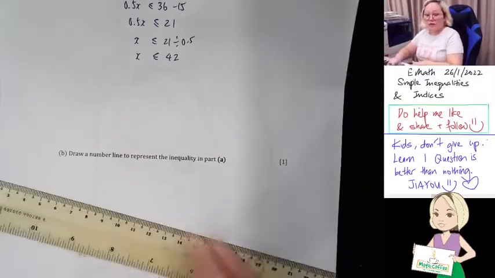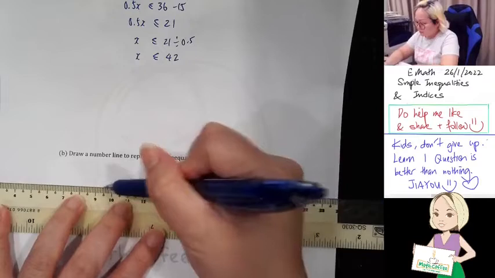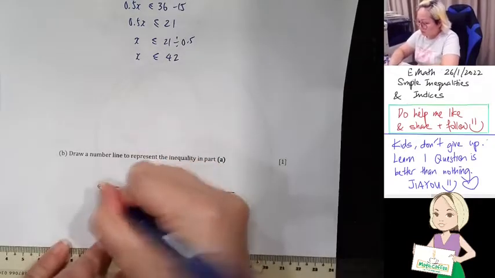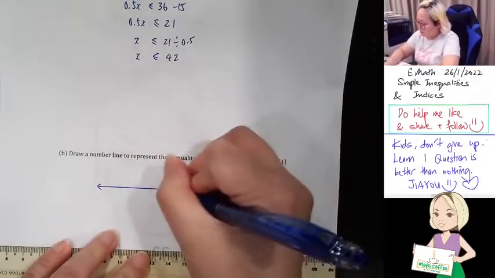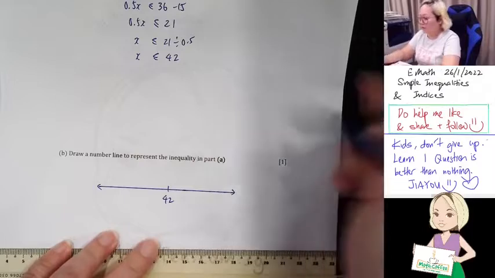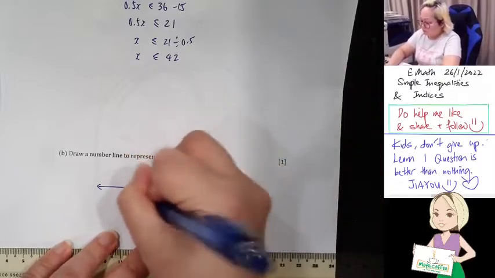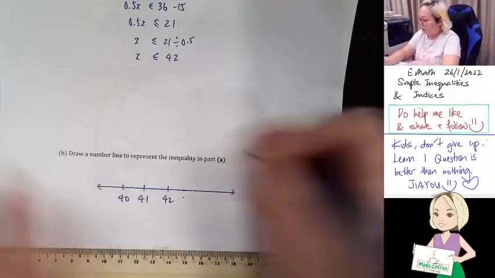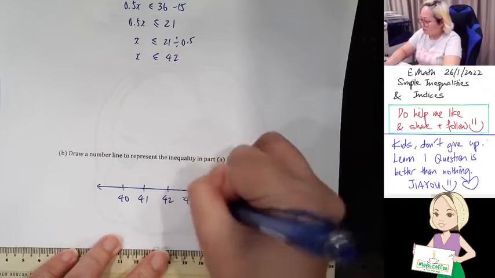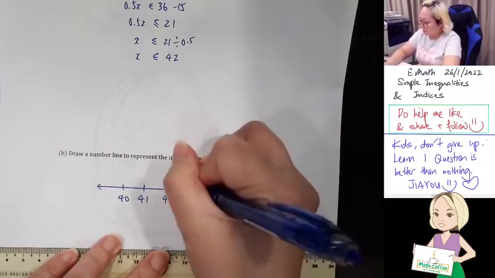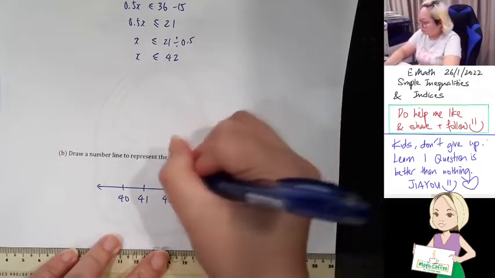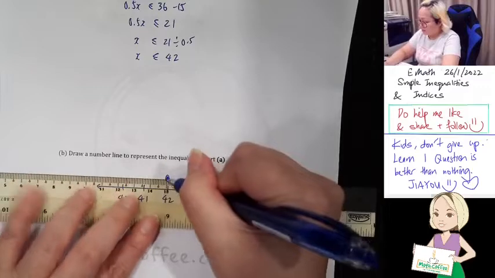So again, draw number line. Okay, put 42 in the middle. Just put 41, 40. No need to put so many numbers. 43, 44. Good enough. Then after that, there's an equal. So shade it and this side.